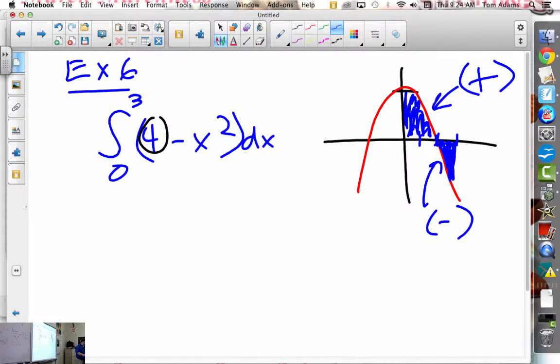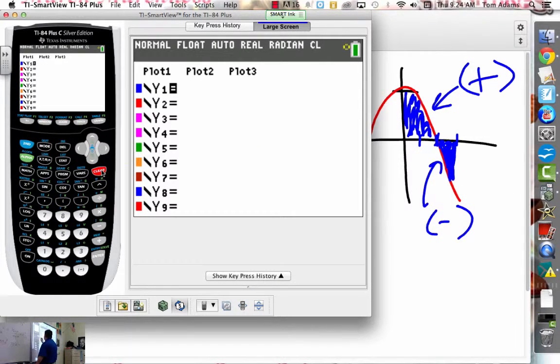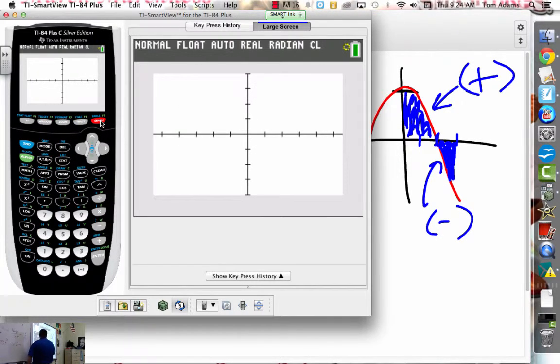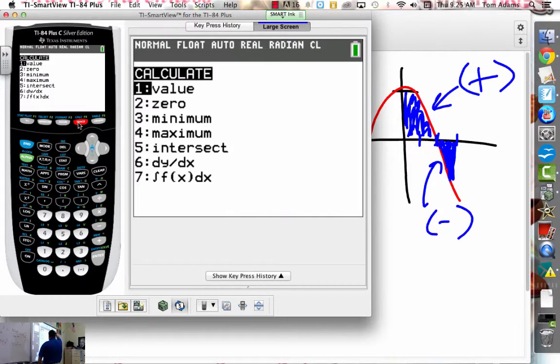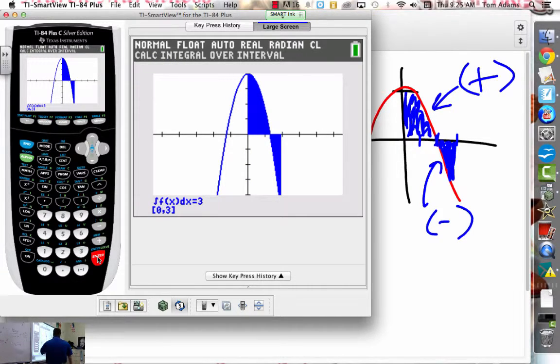It says, find the area of the region under the curve. Okay? And then what it wants us to do, if I do this on the calculator, I look at it and go, oh yeah, I know what I'm doing. I go into my calculator and I graph the function, 4 minus x squared, right? I graph it. There it is. And then I'm going to integrate it, find the area under the curve from 0 to 3. All right, I get 3 as my answer.